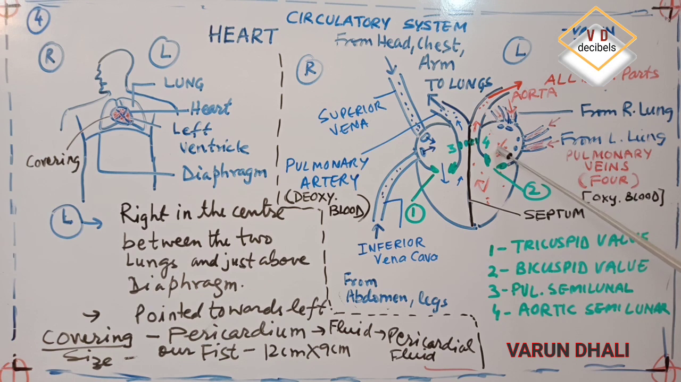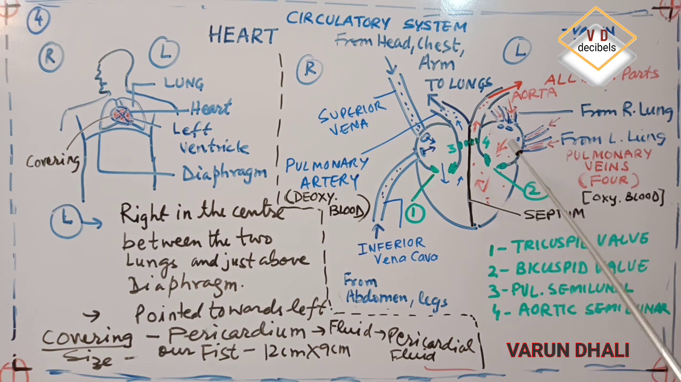And this blood is oxygenated, and this oxygenated blood is pumped by the left ventricle through the aorta to all body parts of the body. This aorta contains oxygenated blood. It is called the largest artery of the body. It makes many branches.